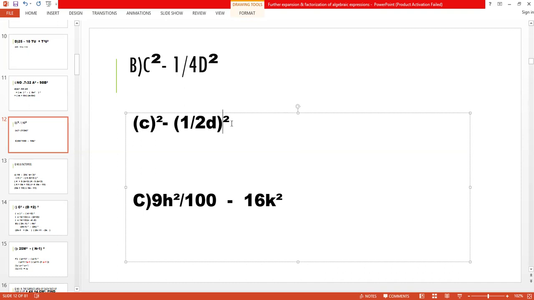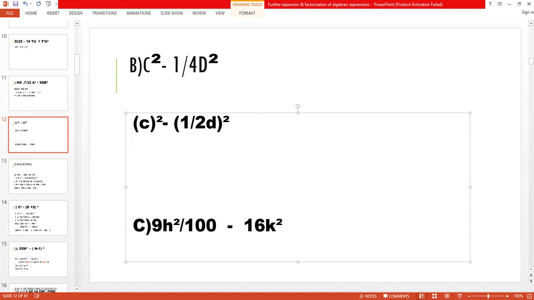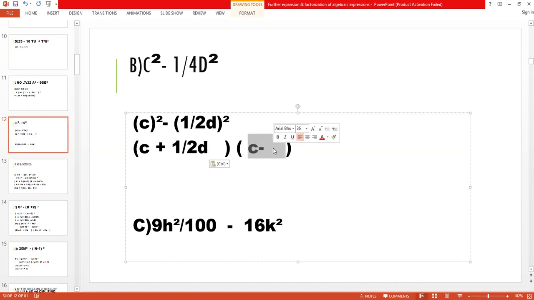So one time I have to add and one time I have to subtract these two terms. So first I have to write the first term and then put this sign. And then again I have to write the first term and put this sign. And in the second place, in both, I have to write this second term, that is half of d. So one time I have to add and one time I have to subtract. These are very important and very easy questions. So that is part B of question number 7.